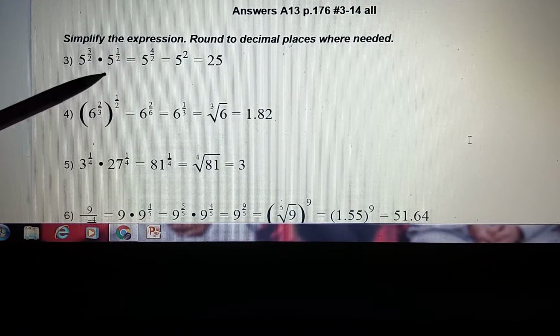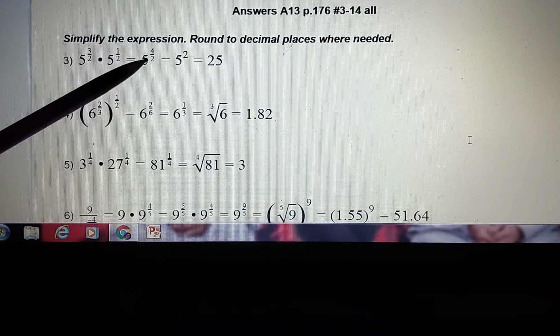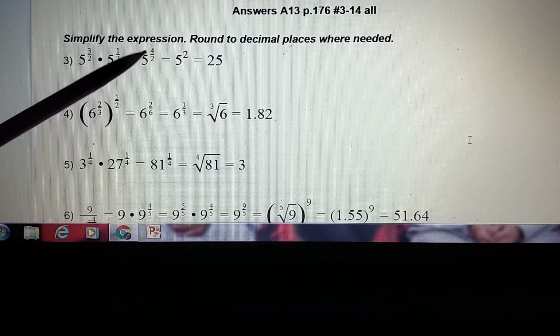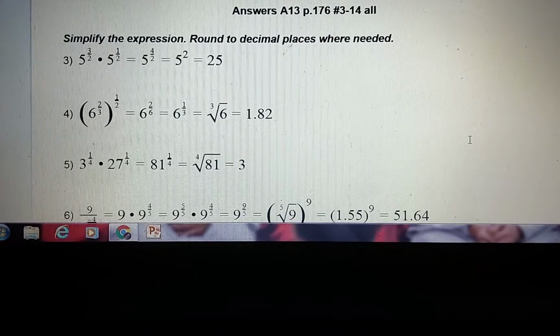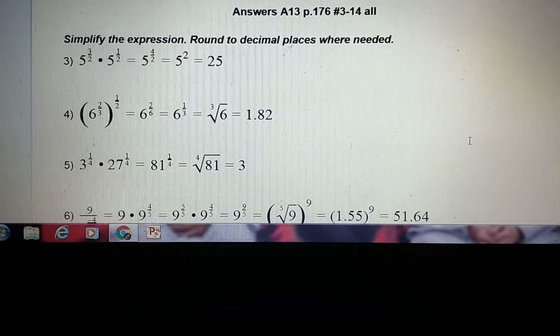So I kept the 5. 3 halves plus 1 half is 4 halves. Always simplify the exponent. So 4 over 2 is the same as 2. So our problem is really 5 squared, which you know is 25.